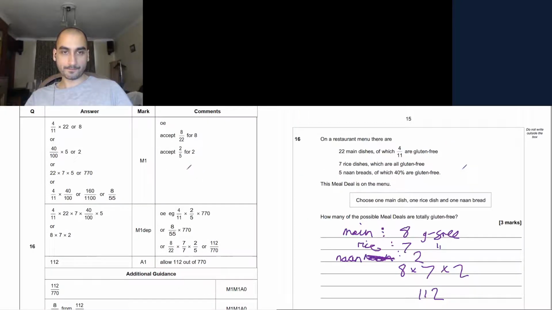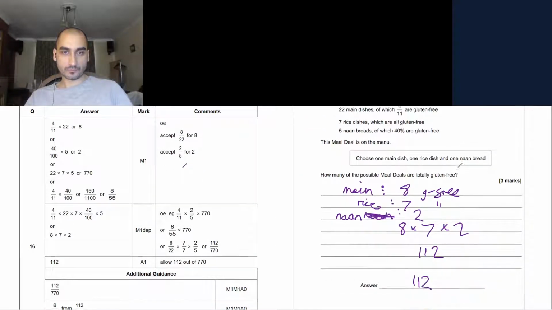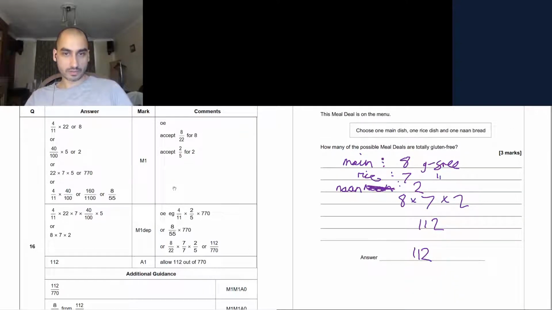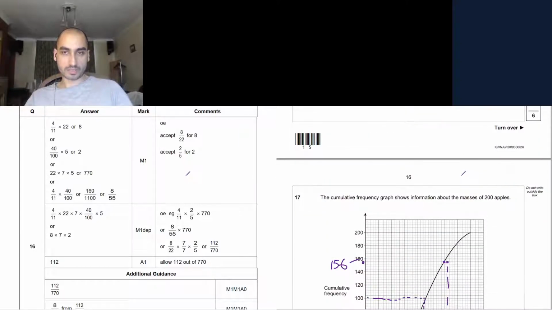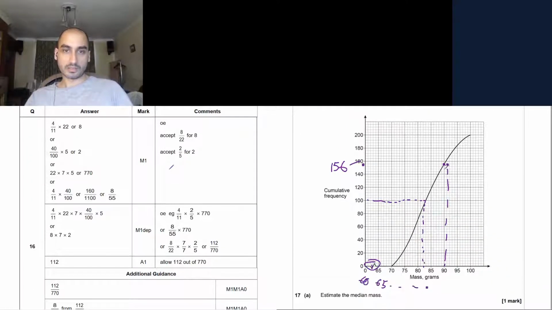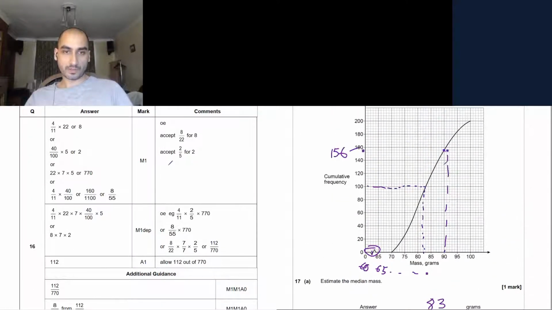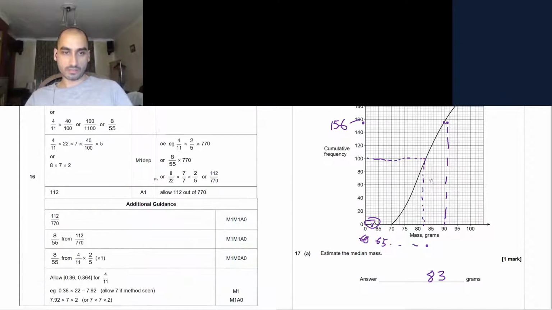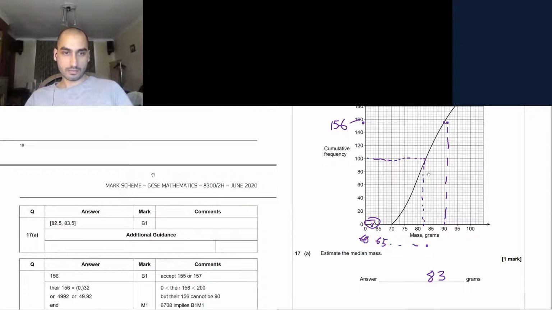$16. 112. Yep. Okay, I made 2 marks worth of mistakes so far. That's not too bad. Estimate the median mass, 83. Within 82.5 to 83.5. Cool.